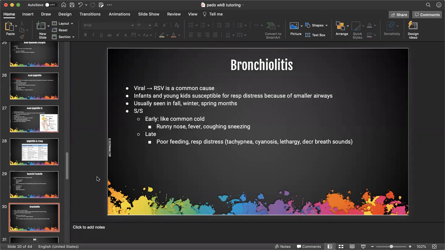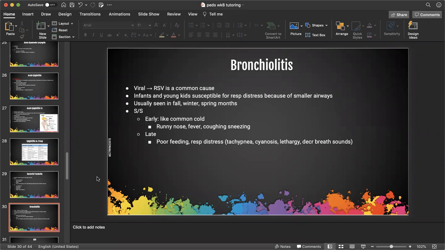Bronchiolitis, make sure you know the difference between bronchiolitis and bronchitis because they're not the same thing. Bronchiolitis is viral, so RSV is normally the common cause for it. There are other causes, but RSV is the most common one. Infants and young kids are susceptible to respiratory distress because of their smaller airways. Remember how I said at the beginning, respiratory arrest is more common than cardiac because their lungs are small. It's usually seen in fall, winter, and spring months.